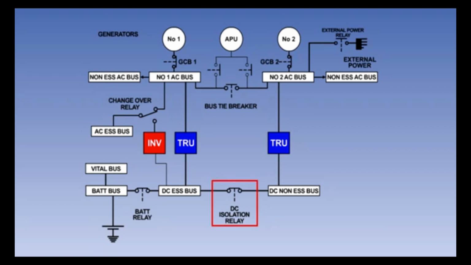The DC essential and non-essential busbars will be joined together by the closed contacts of the DC isolation relay. The battery relay contacts will be closed, connecting the battery to the DC essential busbar. The battery will be supplying both the battery busbar and the vital busbar.